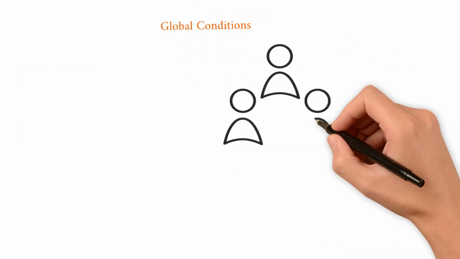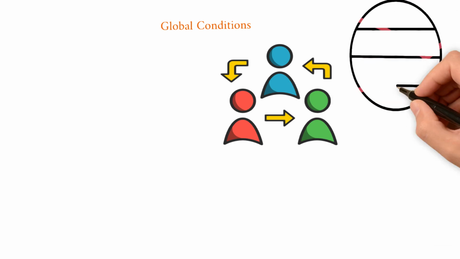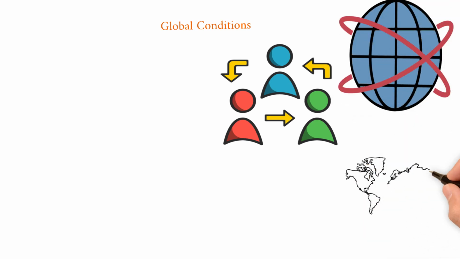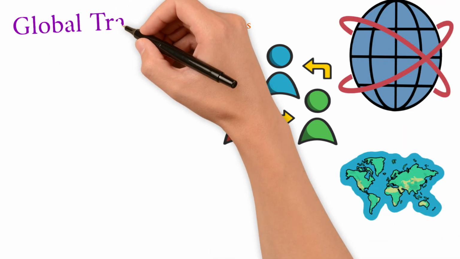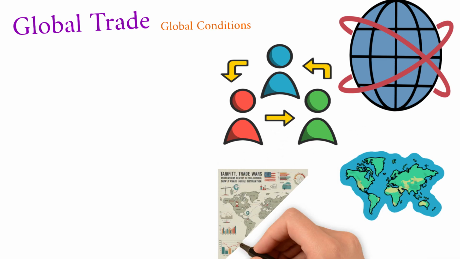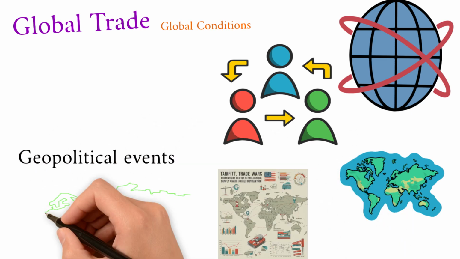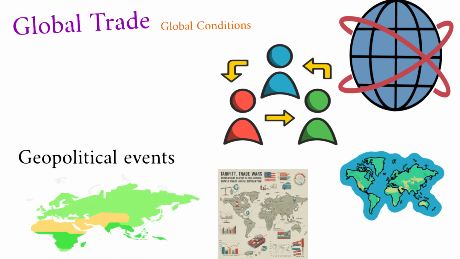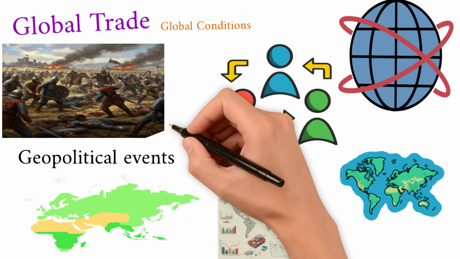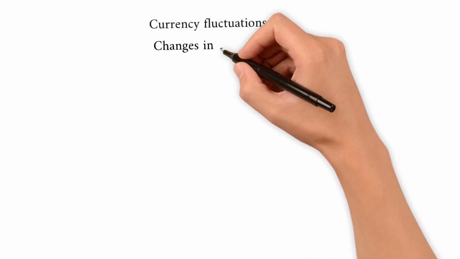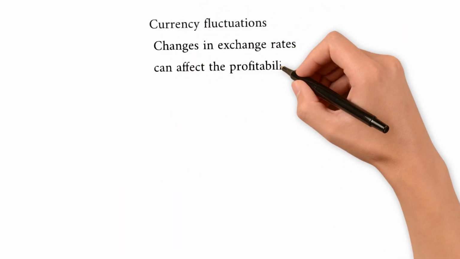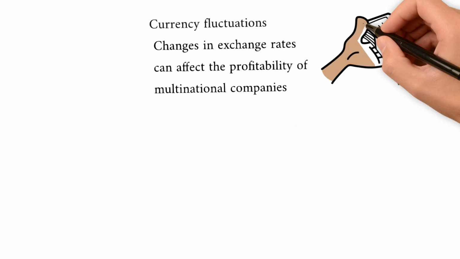Global conditions. The world is interconnected, and events in one part of the globe can have ripple effects elsewhere. Global trade, tariffs, trade wars, and supply chain disruptions can impact businesses that rely on international trade. Geopolitical events, wars, political instability, and natural disasters can create uncertainty and disrupt markets. Currency fluctuations. Changes in exchange rates can affect the profitability of multinational companies.